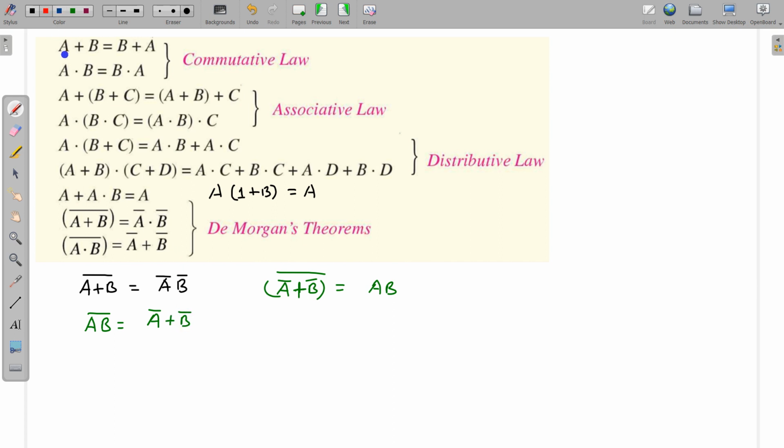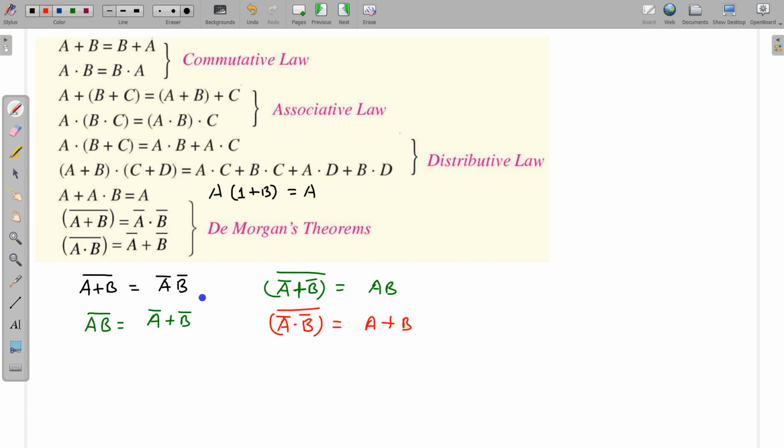Again we can write it in some different manner. This is (A bar dot B bar) and whole bar. So again this A bar will have a bar again, it will become A, and this B bar will have a bar again, it will become B. So here it is AND, here it is OR. So these theorems are very, very important in solving several problems.